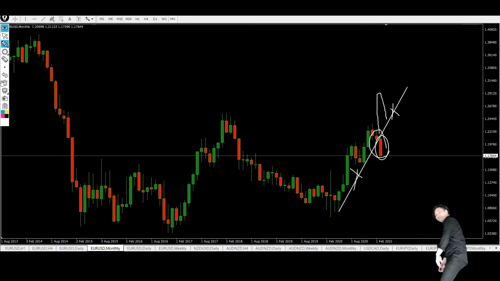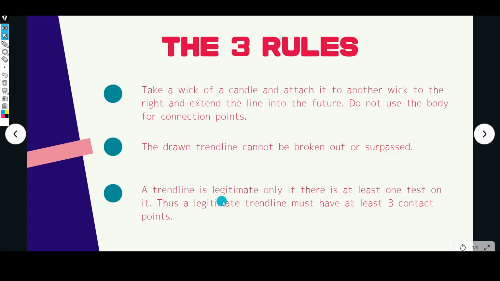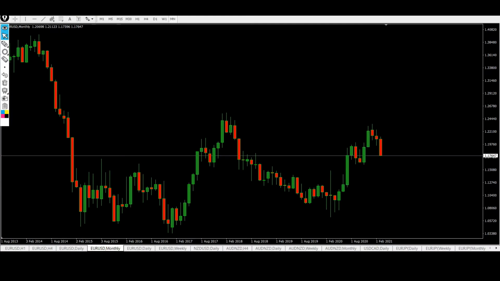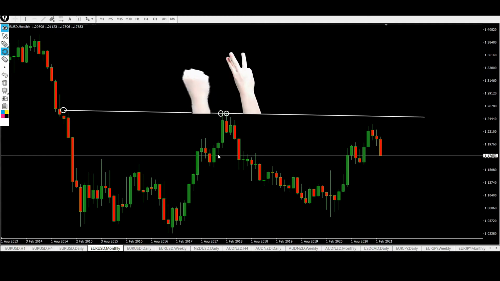Okay, let's keep going. Step 3. A trend line is legitimate only if there is at least one test on it. Thus, a legitimate trend line must have at least 3 contact points. So if we take this trend line right here from this wick of a candle to this wick of a candle and extend it out into the future, how many contact points do we have on it? We have 1, 2, 3. So this trend line is legitimate. So the next time price comes up here in the future, we could use this trend line as resistance.